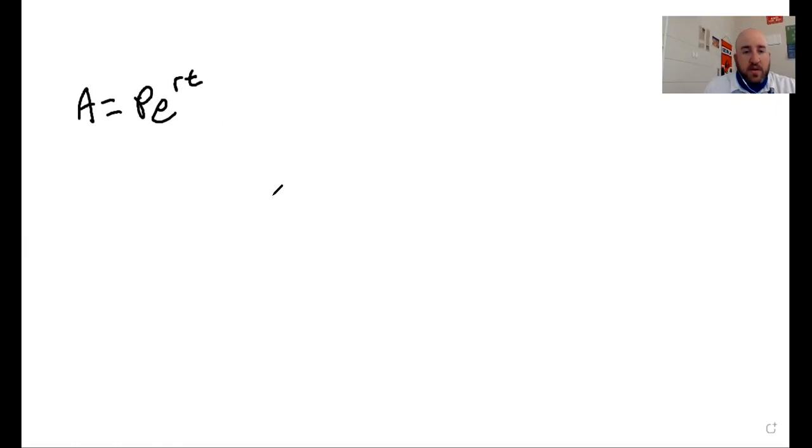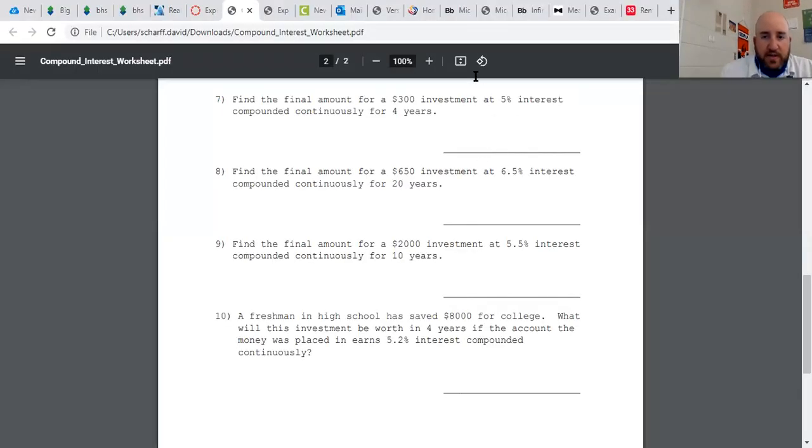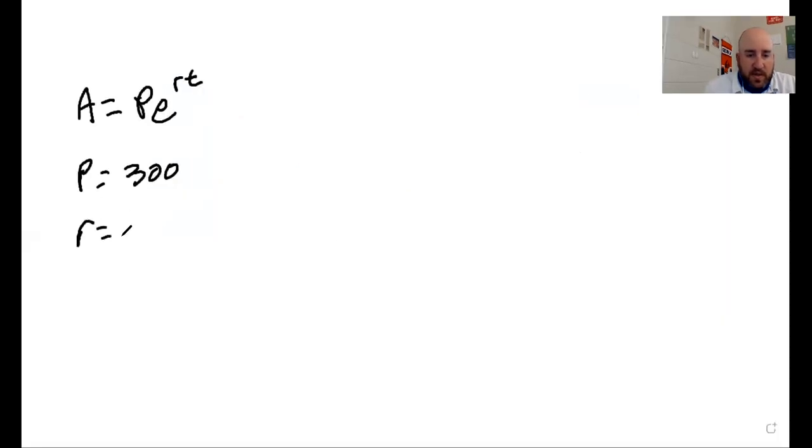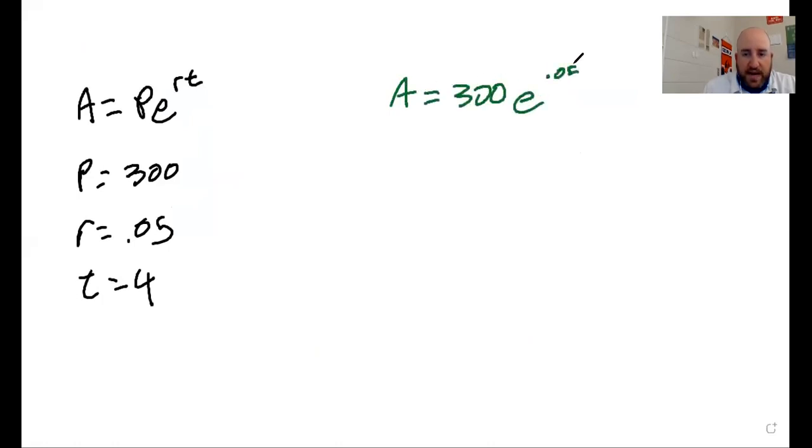All right, so problem number 7 was $300 invested at 5% interest for 4 years, compounded continuously. I forget which one's 4 and which one's 5. I'm so tired. So r is going to be 0.05 for 5% interest, and t is 4. For these last 4, I need to see A equals 300 e to the 0.05 times 4.